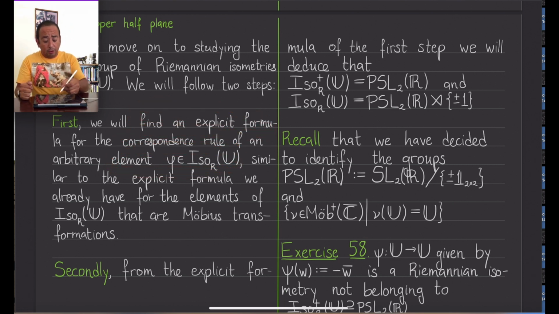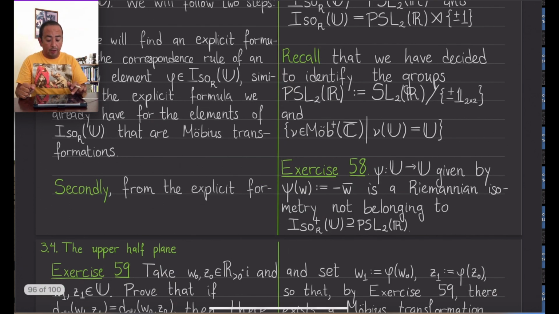Okay, so recall that we have decided to identify PSL2R, which is by definition this quotient, with the subgroup of Mob plus of C bar consisting of all those Mobius transformations that preserve U bijectively. And I'm going to use this identification without any further apology.